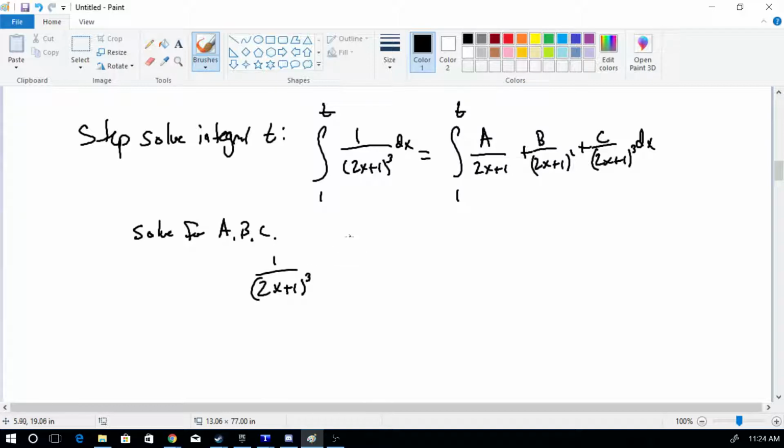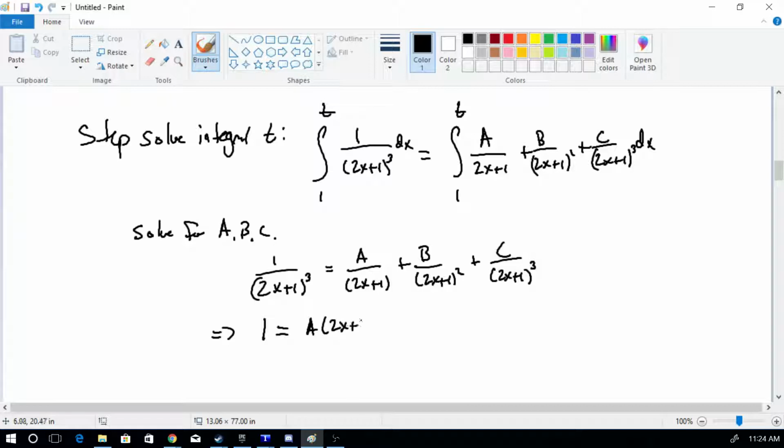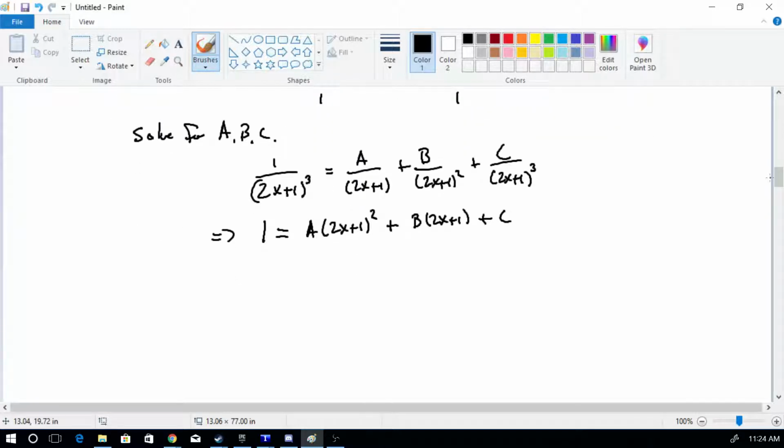So that means we now need to solve for A, B, and C. 1 over (2x plus 1) cubed equals A over (2x plus 1) plus B over (2x plus 1) squared plus C over (2x plus 1) cubed. That's going to imply, after I cross multiply everything by (2x plus 1) cubed, 1 is going to equal A times (2x plus 1) squared plus B times (2x plus 1) plus C. We can reduce this and make this a little simpler.